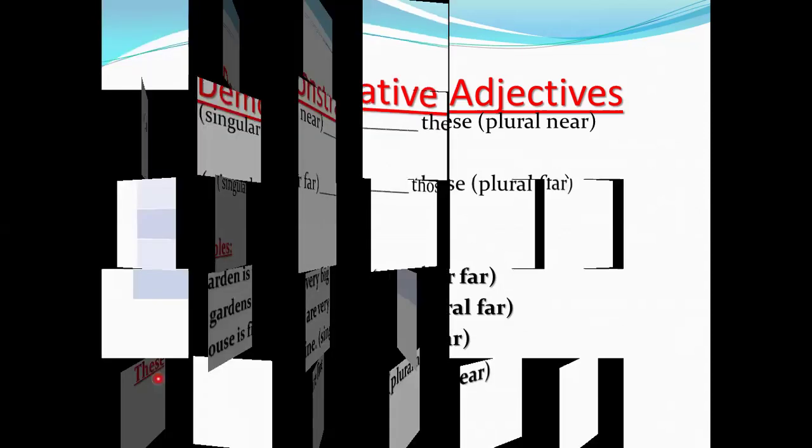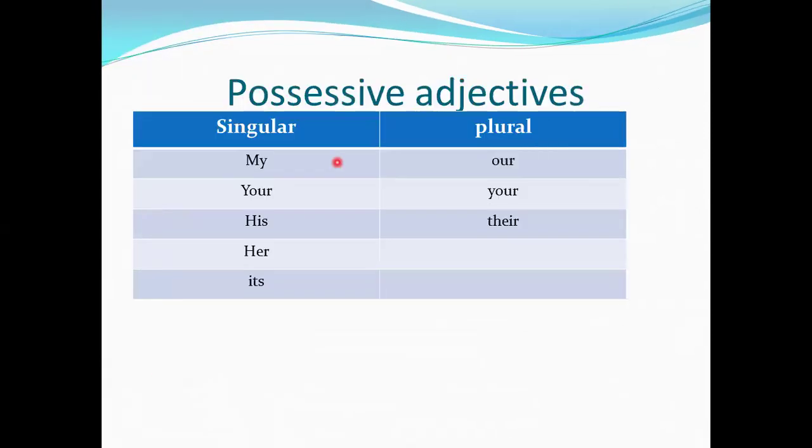Okay. What are the possessive adjectives here? We have possessive adjectives like this: my, your, his, her, its, our, your, their. When we say "it's my book," "it's your bed," this is called a possessive adjective.